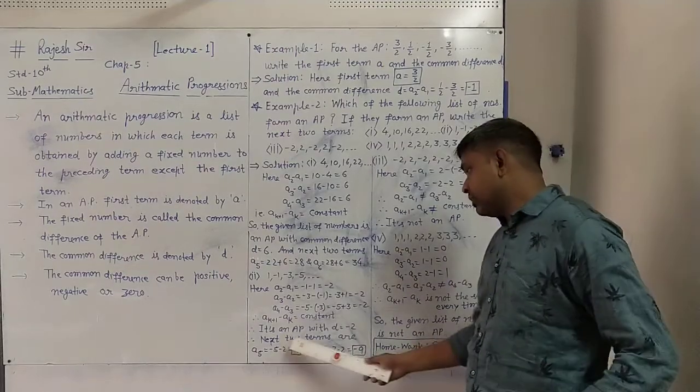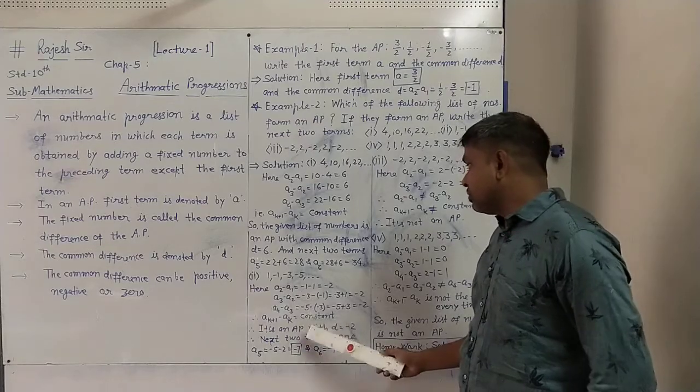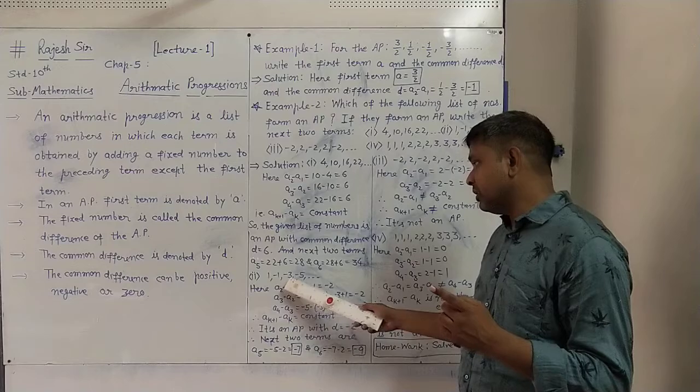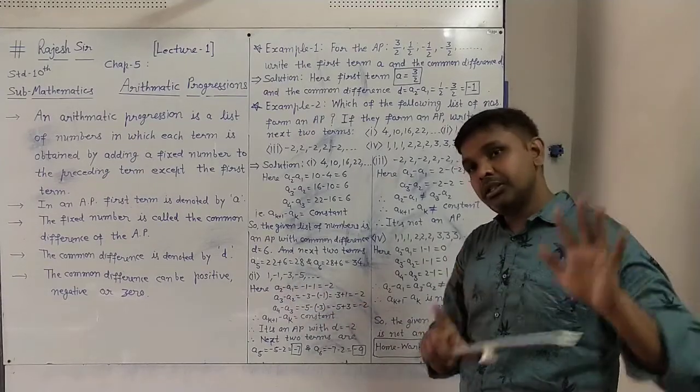How to get the next two terms, as in the first we have found. Next two terms means here also the first four terms are given: first, second, third and fourth terms. Next two terms means we want the fifth term and the sixth term.